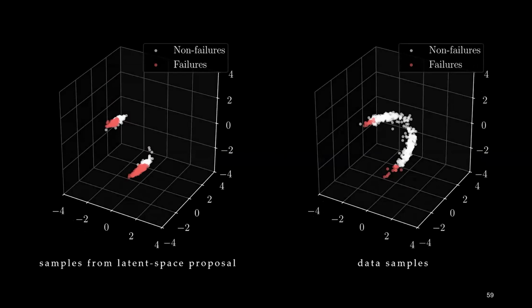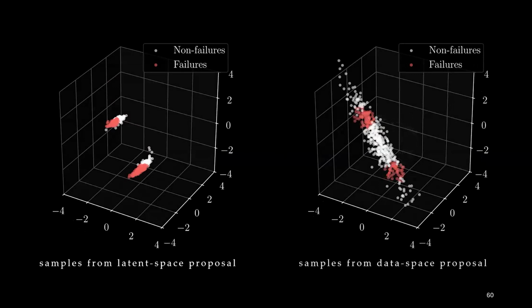And so just to compare samples from our proposal shown on the left with ground truth data shown on the right, we notice the ground truth data exhibits a sort of long tail behavior for the failures. And the samples from our latent space proposal closely match the shape of these data samples without having all these non-failure samples. And so to compare, here's samples from a proposal which we learned in data space. As we can see, it's certainly nowhere near as good of a match as the learned data.